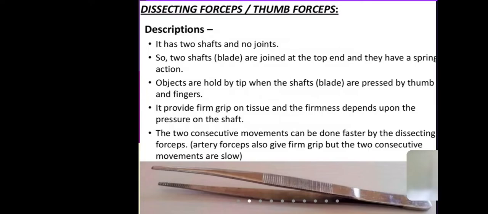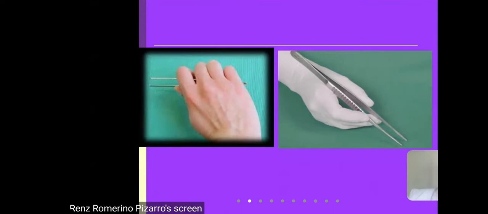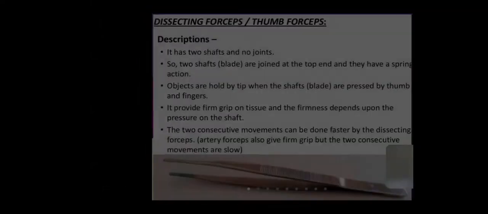The two consecutive movements can be done faster by dissecting forceps. Artery forceps also give a firm grip, but the two consecutive movements are slow. The first diagram is wrong and the second diagram is correct. That is the correct holding of dissecting forceps. That is thumb forceps.